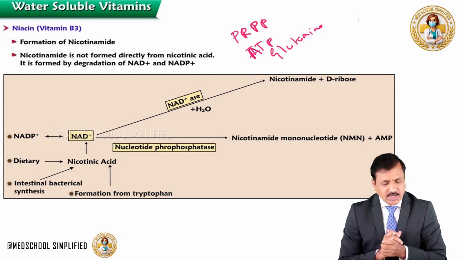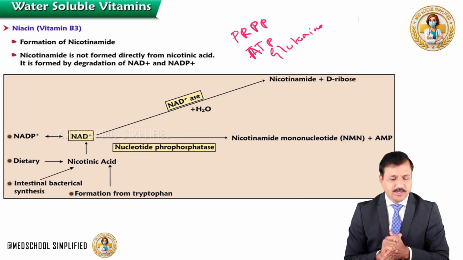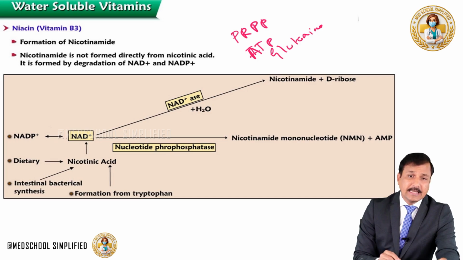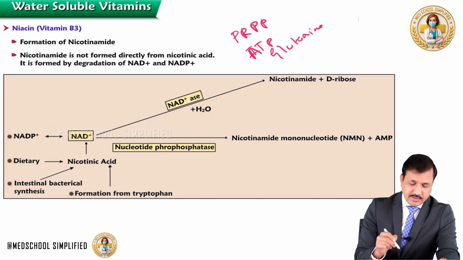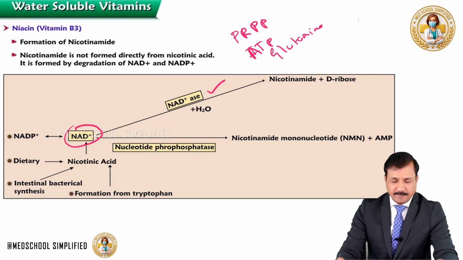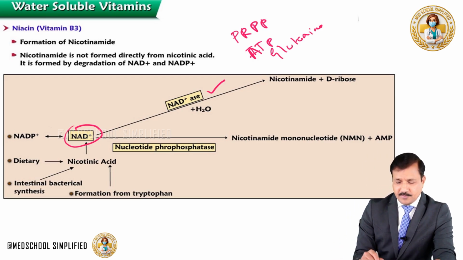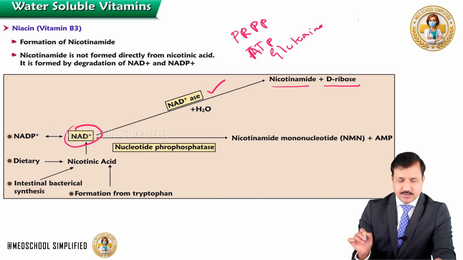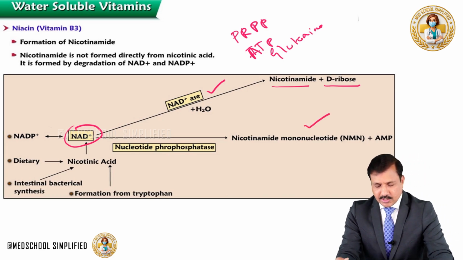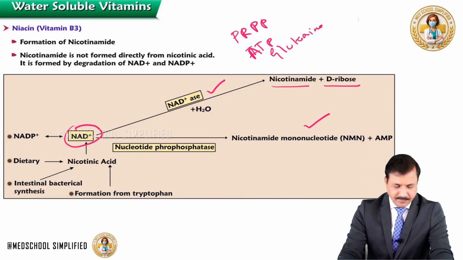Now, this nicotinamide is not formed directly from nicotinic acid. It will be formed by the degradation of NAD or NADPs. It is shown here in the figure. NAD is converted into NADP, and NADP will undergo a reaction catalyzed by the NADase enzyme to form nicotinamide and D-ribose. And the nucleotide pyrophosphatase enzyme also converts NAD into nicotinamide mononucleotide.